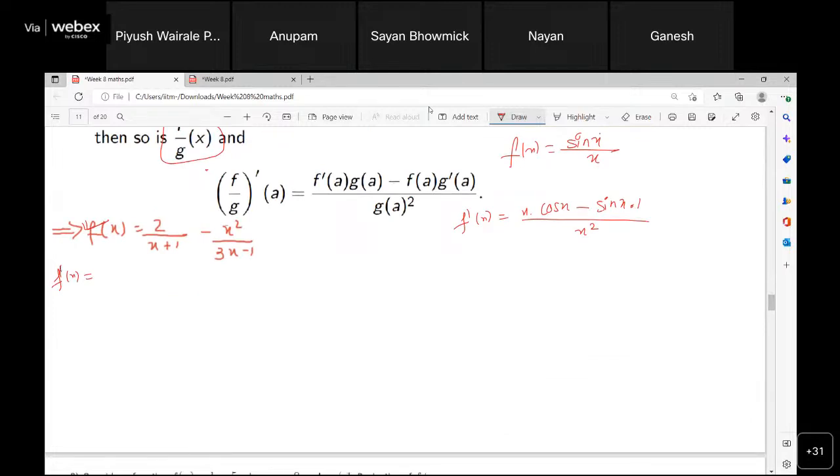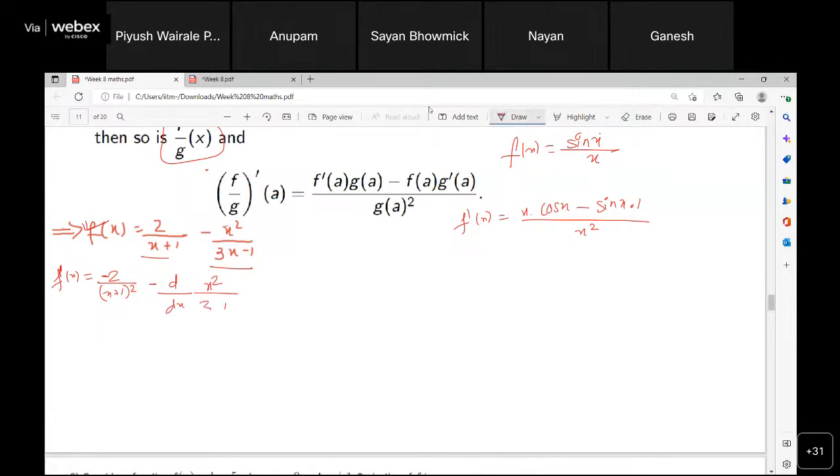Now just try to find the derivative of these two things. What is the derivative of this? The first one is 1 by x plus 1 whole square, minus 2 of x plus 1 whole square. Sorry, I totally forgot about the concept. Now what about the second term, x square over 3x minus 1? Now I can apply the quotient rule here, right?